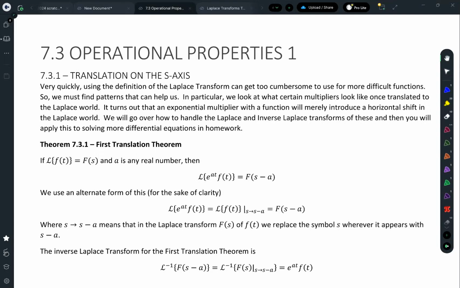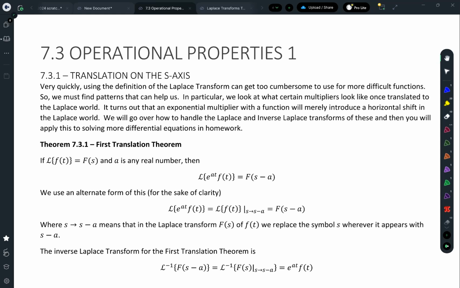Hello. Today we're going to talk a little bit more about some operational properties for Laplace transforms. We have some translations that occur along the x-axis as well as on the t-axis. So pretty quickly, using the definition of the Laplace transform is going to be way too cumbersome, right? So we're going to have to figure out how we can notice patterns, how we can use the table to really help us, okay?